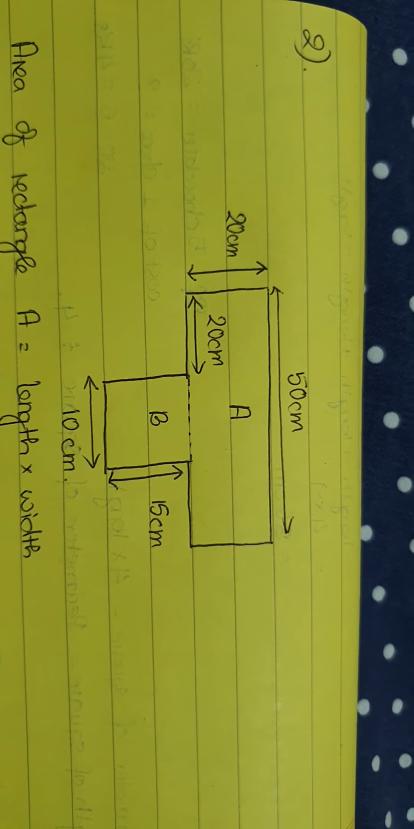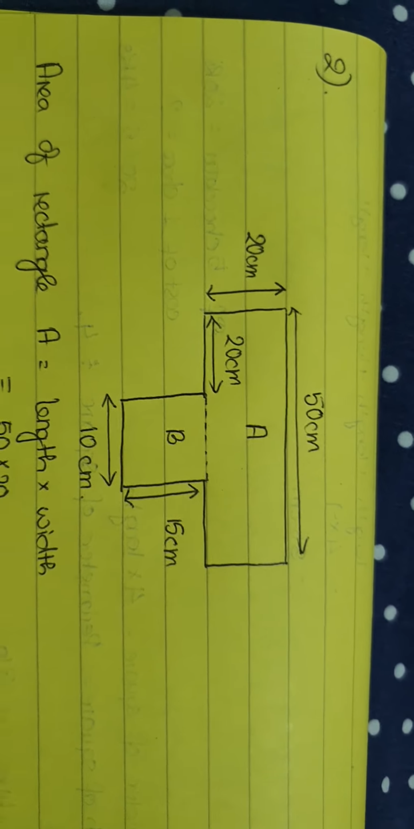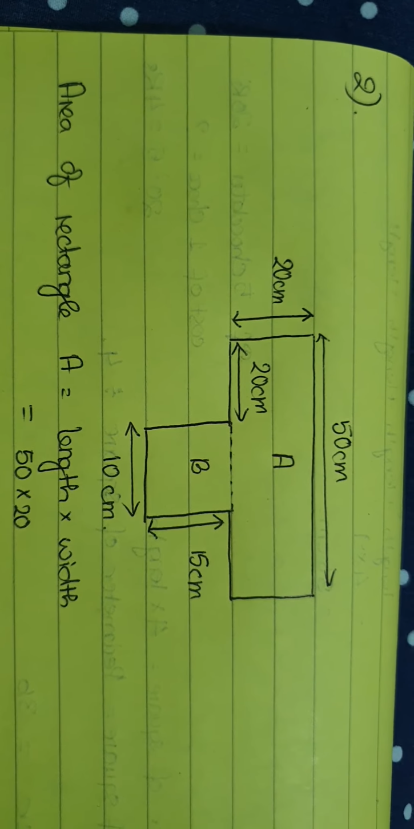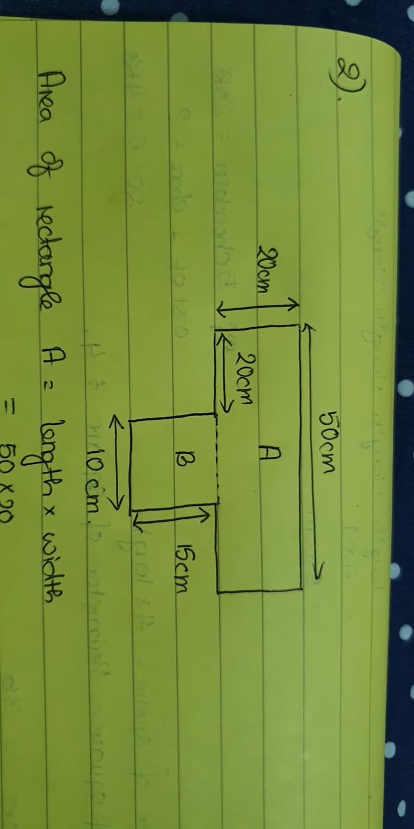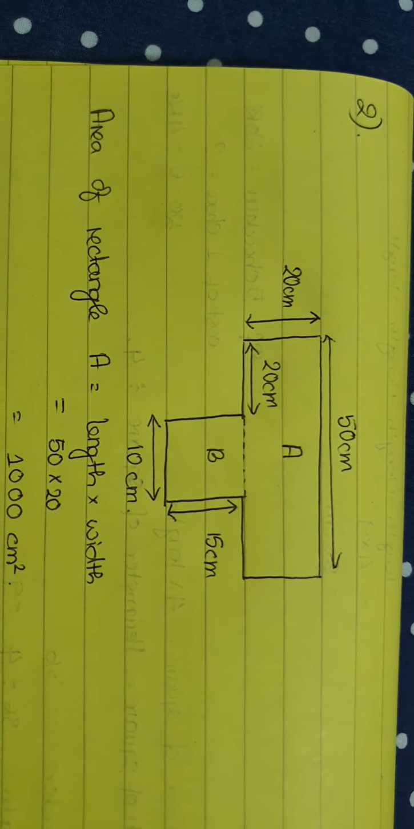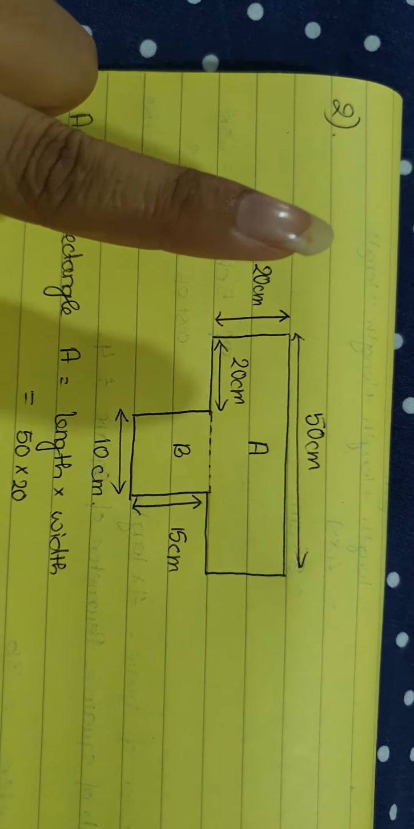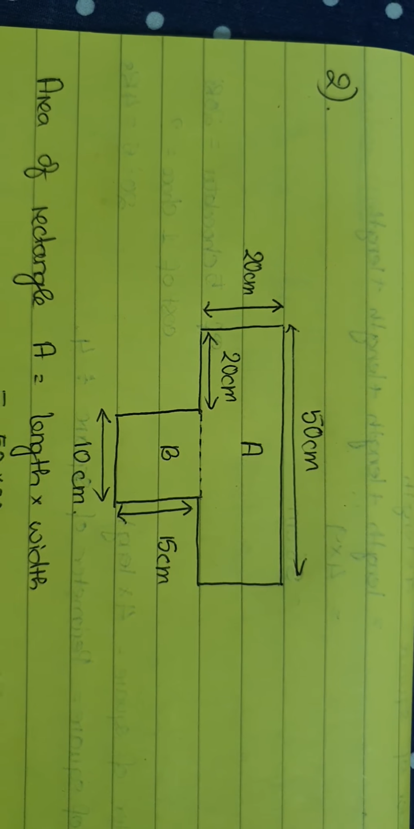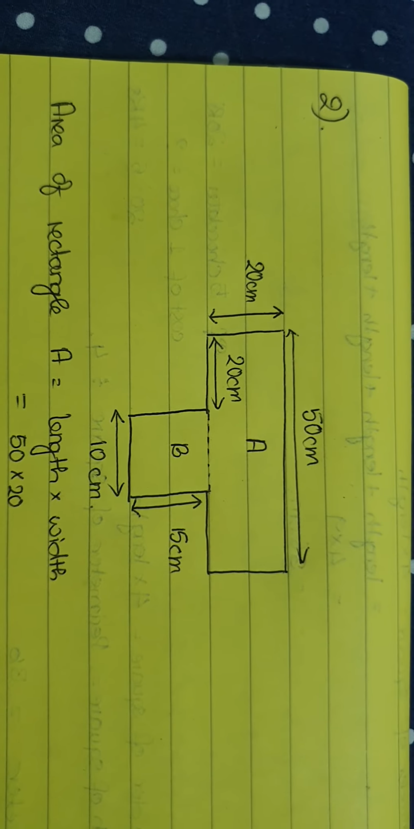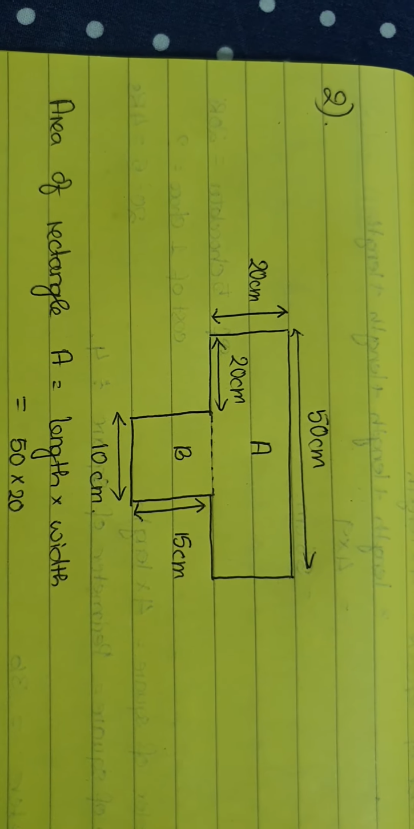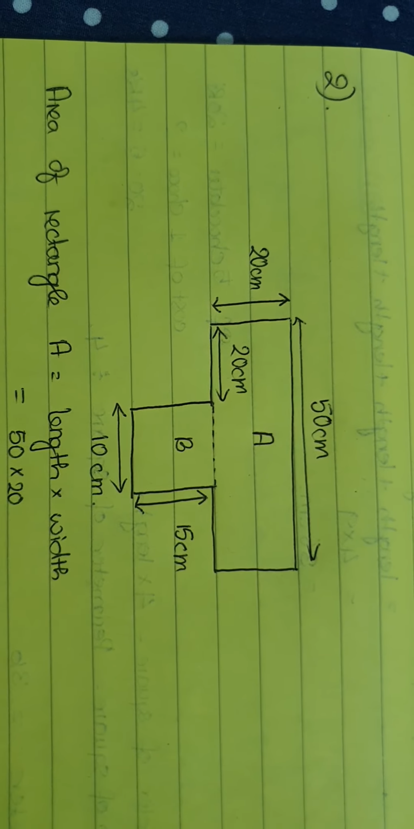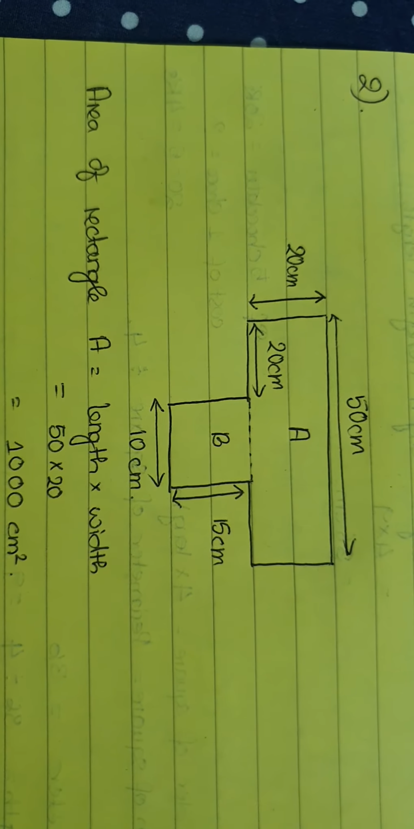Okay girls, this is example number 2. They have given you this figure, and now you have to find the area of this complete figure. Now look, it's separated into two parts. One is A and one is B, right? So area of rectangle A. They have given you the length and the width, right? So easily you can find the area of rectangle A, that is length into width equals 50 into 20 centimeters, that is 1000 centimeters square.